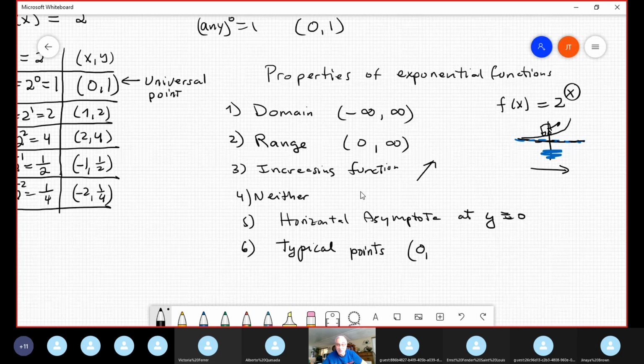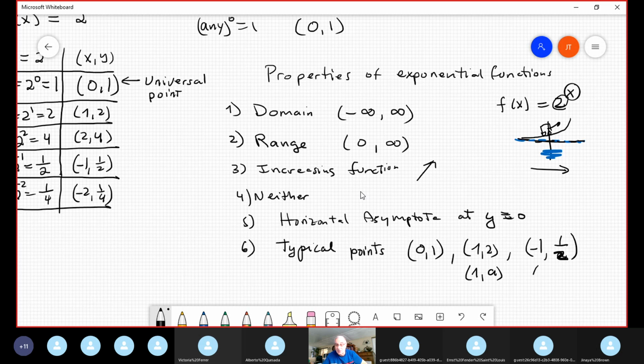And this is the universal point, 0,1. Another is 1,2, because the base is 2 in this example. But in general, if the base is not 2, is 3, is 4, is 5, is 1/8, in general. And negative 1, reciprocal. 1/2 in our specific example, but in general it's negative 1, 1/8.